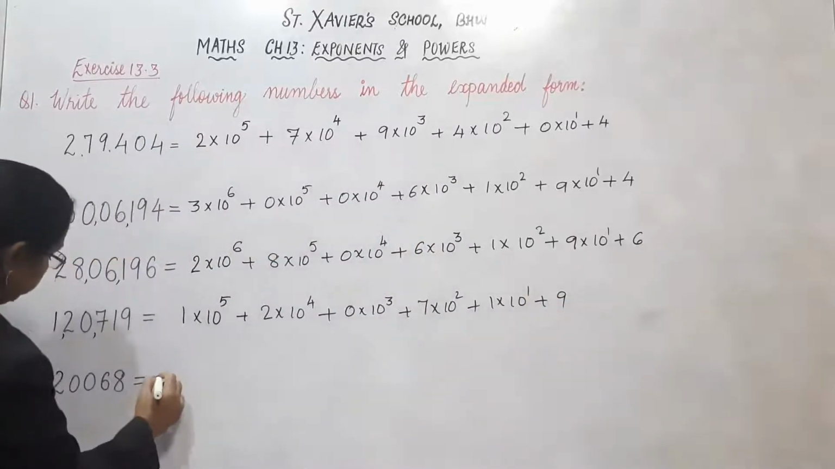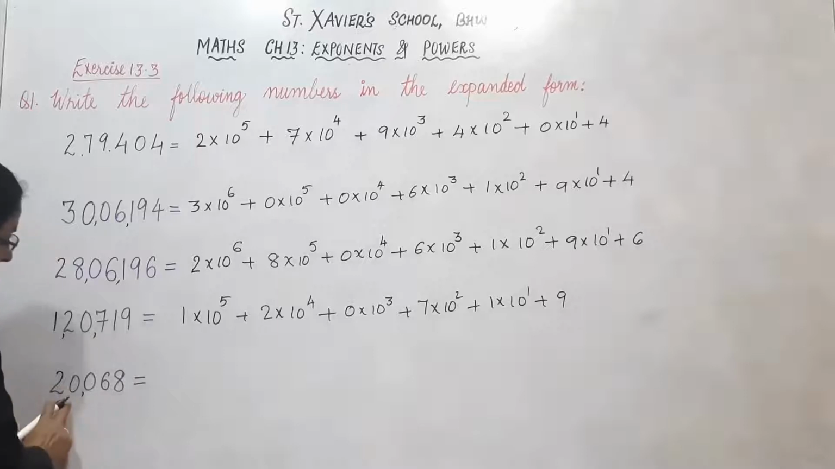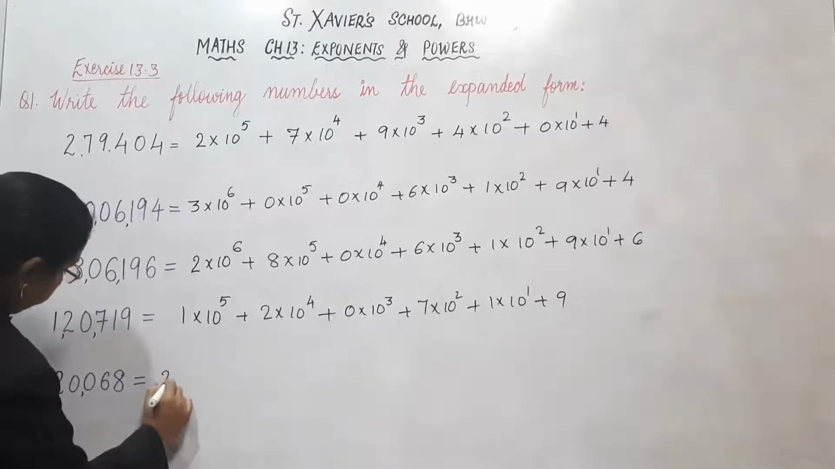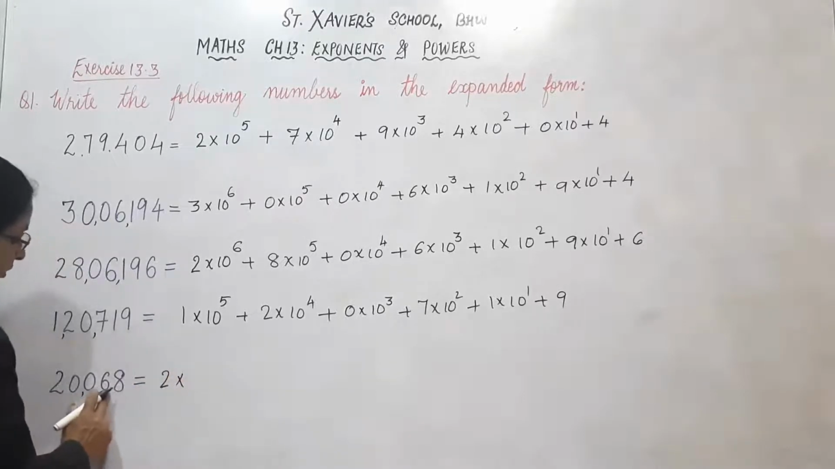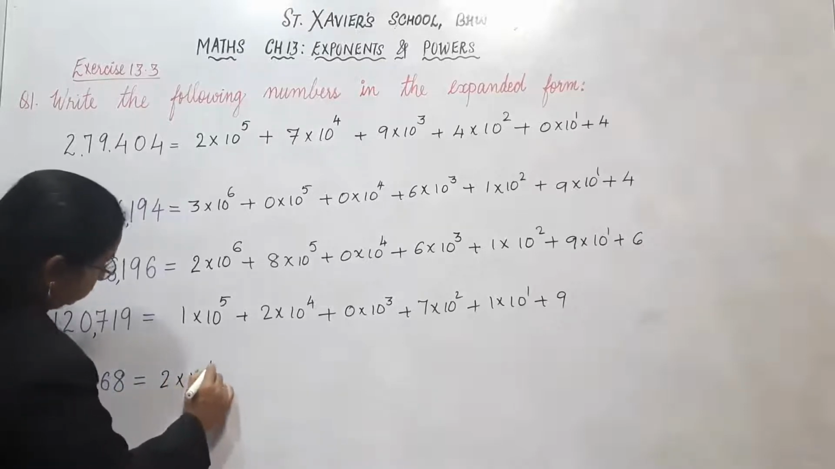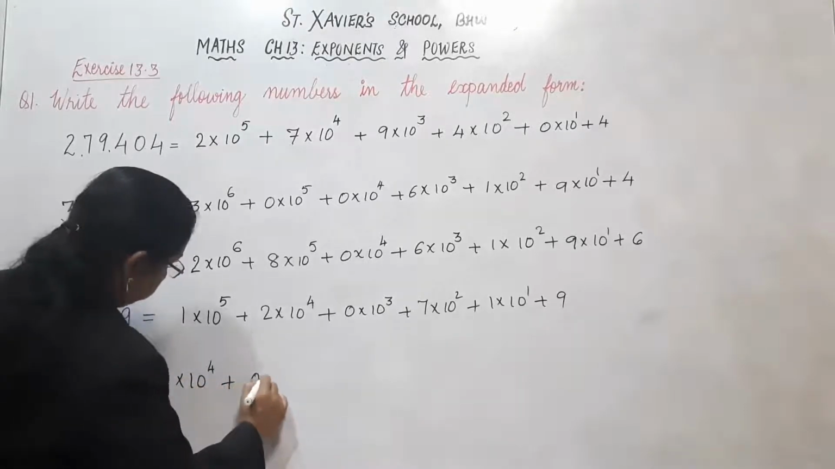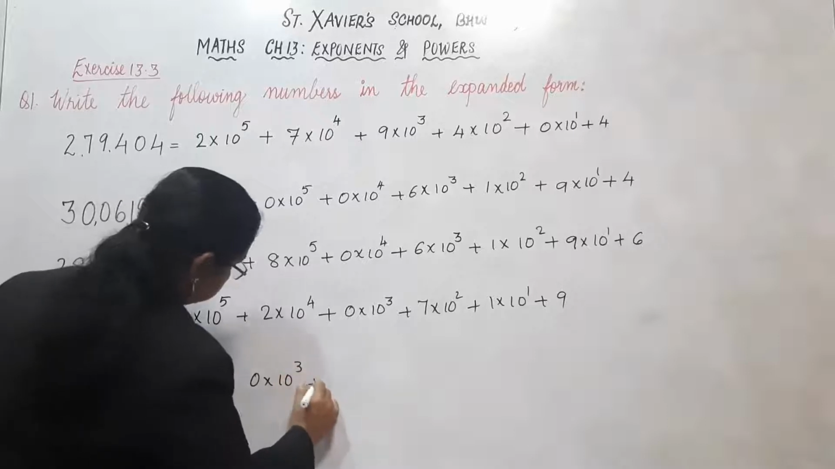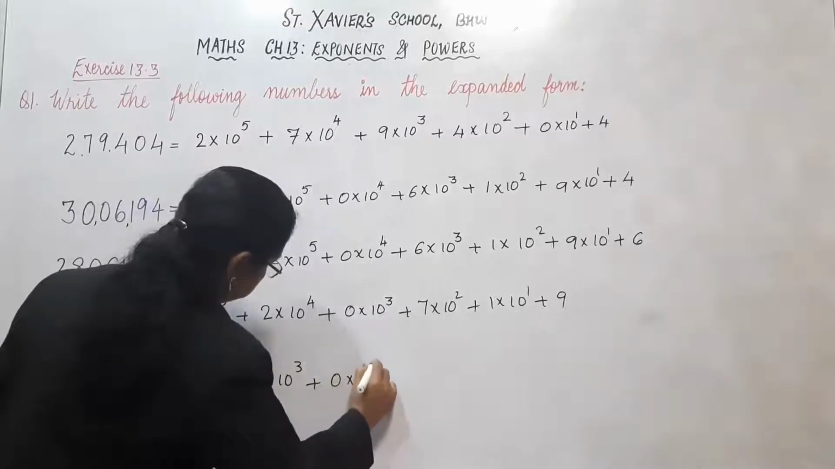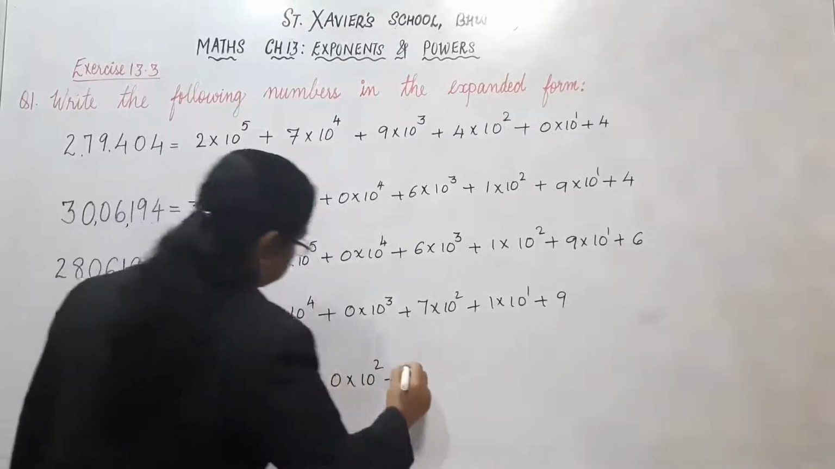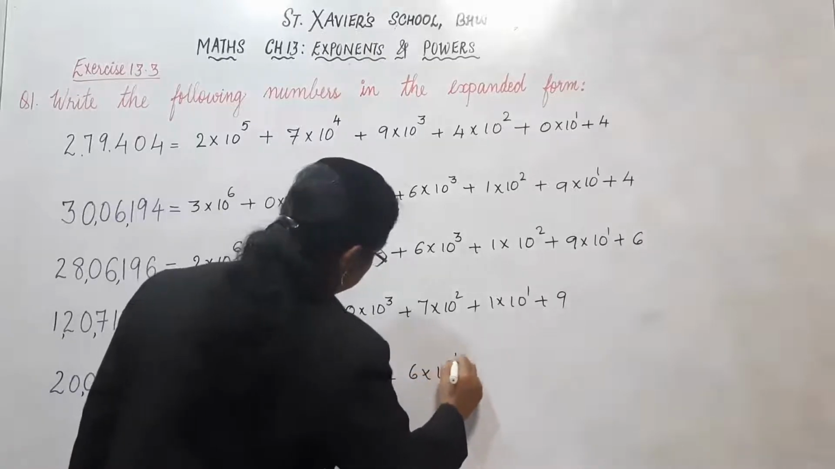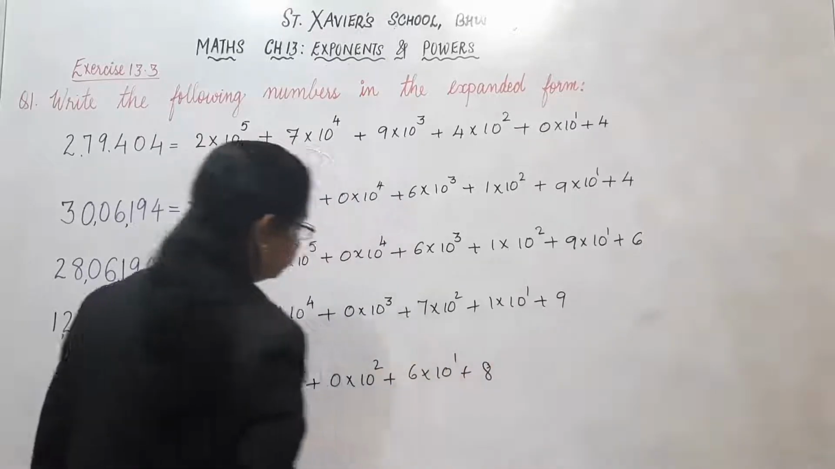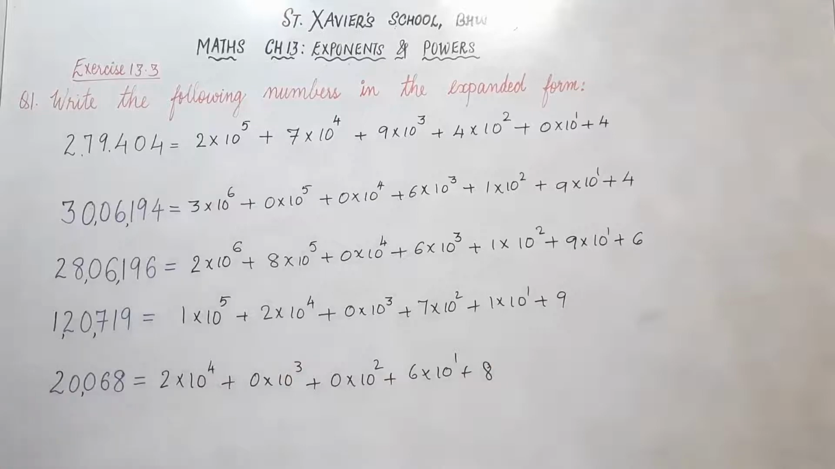Last one, 20,068. 2 into 1, 2, 3, 4. 10 raised to 4 plus 0 into 10 raised to 3 plus 0 into 10 raised to 2 plus 6 into 10 raised to 1 plus 8. Clear?